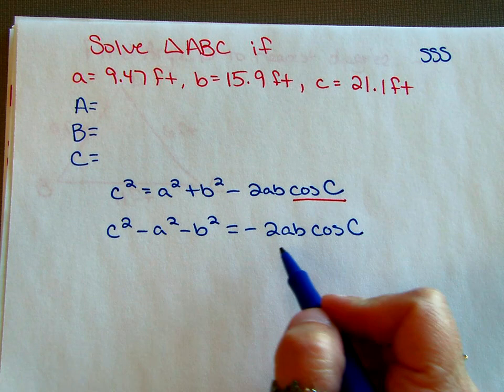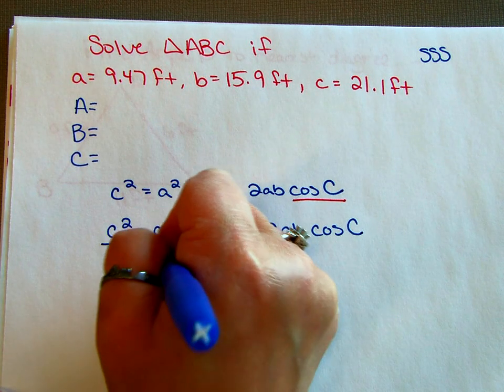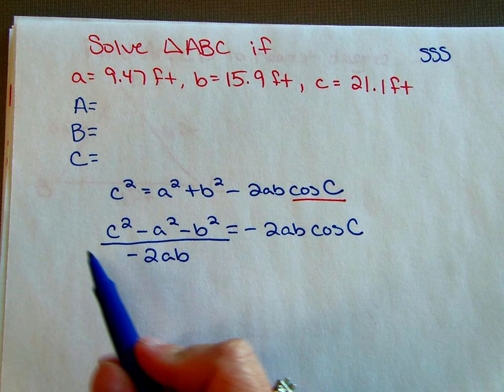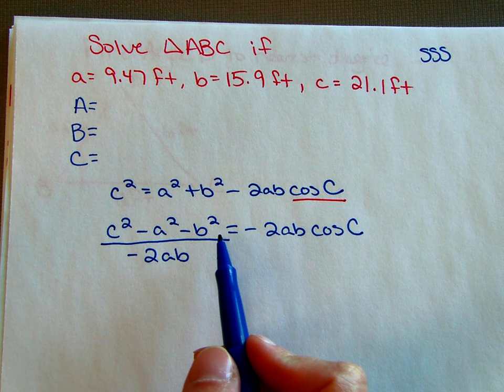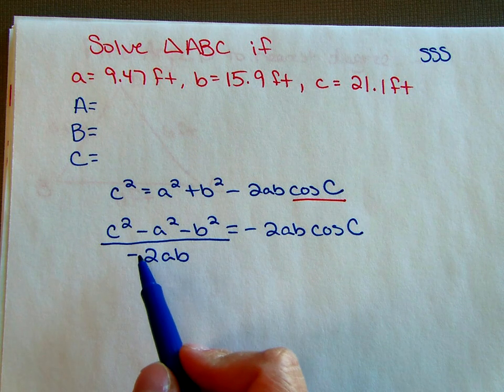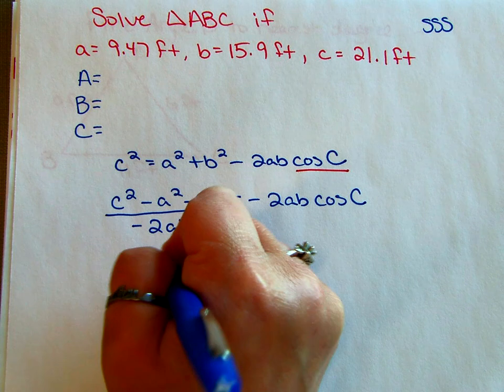So when I do that, I don't really love leaving that negative down there, so I'm going to apply that negative to everything on top. That means all the signs on top change, but that allows me to get rid of that negative on bottom. I'm also going to do a little bit of reordering so that my letters on top are in alphabetical order.